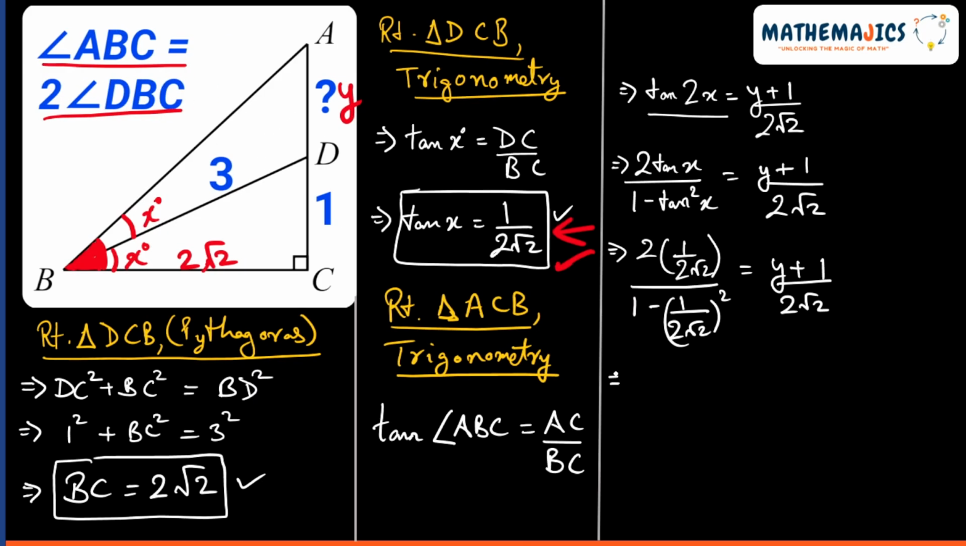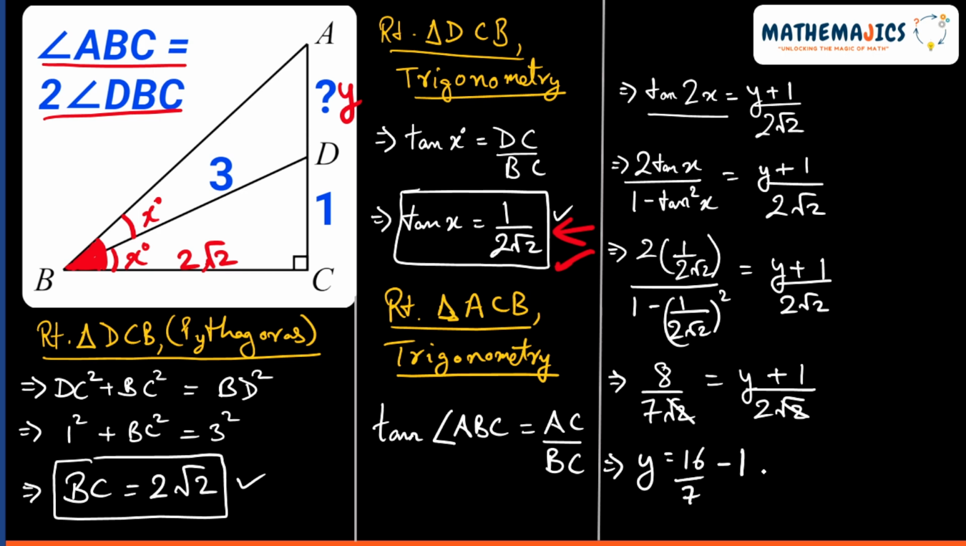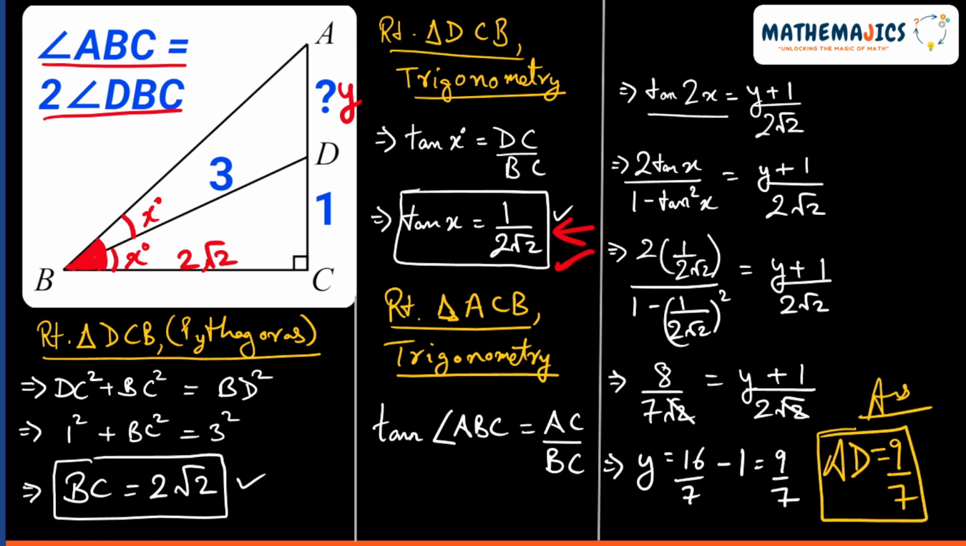After this step, if we simplify, we will be getting 8 upon 7 root 2 is equals to y plus 1 upon 2 root 2. Root 2 and root 2 can be cancelled and we will be getting y as 16 upon 7 minus 1. This will give us 9 upon 7. Correct? Now what is y? Y is nothing but AD. Correct? So the length of AD will be 9 upon 7. This will be our final answer. The length of AD is 9 by 7.